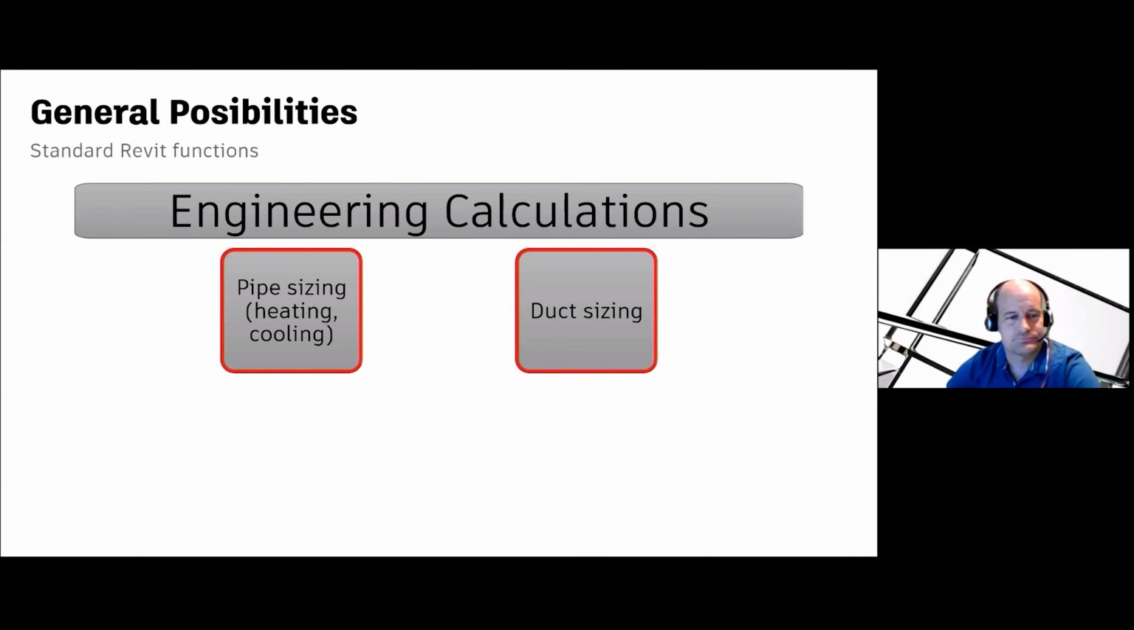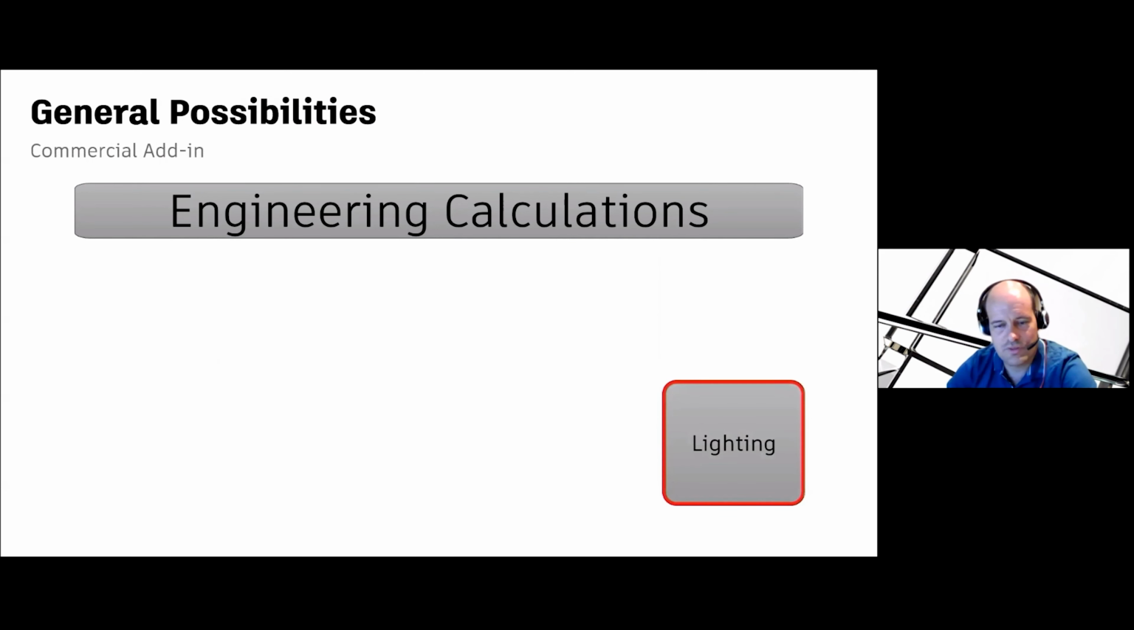So the next one, pipe sizing for heating and cooling pipes and duct sizing for ventilation systems. We do that with standard Revit functionality. It's basically a standard function that's available in Revit that you can use. You just have to make sure that you connect everything correctly, etc. So next one, lighting calculations, mainly indoor lighting in offices, etc.